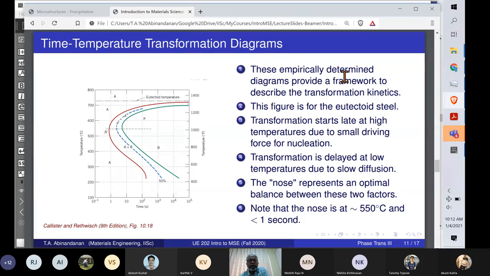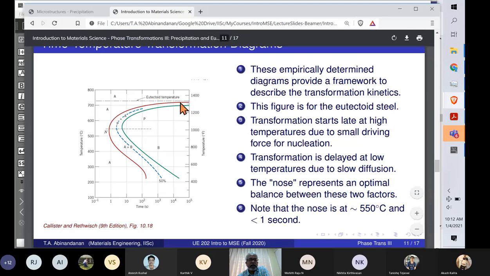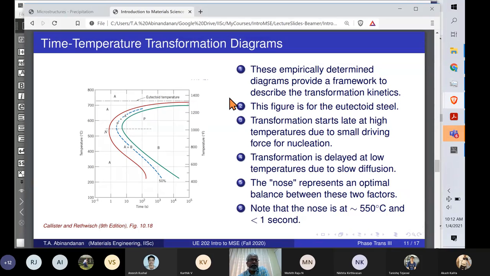So they are, like I said, empirically determined diagrams, which is okay. I mean, we can still make sense of these things. And this particular figure is for the eutectoid steel. The transformation starts very late. I mean, the high temperature behavior is very interesting. Asymptotically, it approaches the eutectoid temperature asymptotically as time tends to infinity. So the start also goes to infinite times as the temperature transformation approaches the eutectoid temperature.